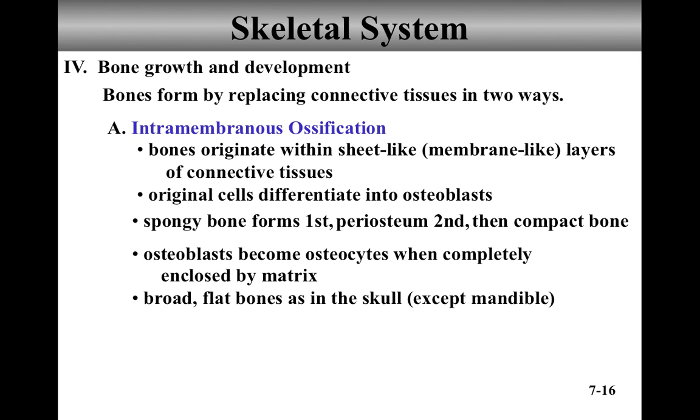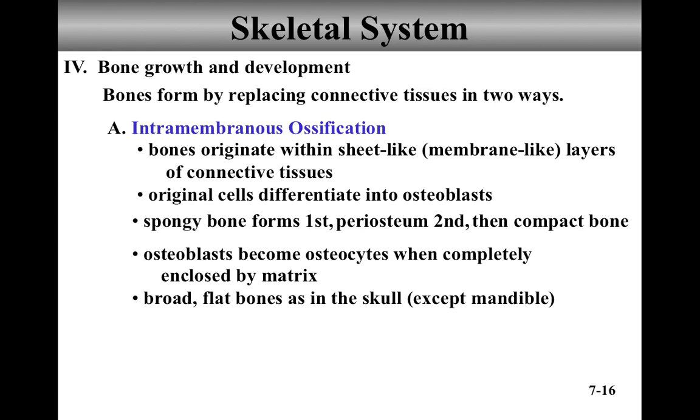So our osteoblasts are going to eventually completely enclose themselves with bone matrix, and they've formed their own lacunae when they do this, and then we call them osteocytes. And now we have a hard, bony structure that we can use to build the skull. So you use this to build broad, flat bones, like in the skull, with the exception of the mandible. Mandible is not built this way.